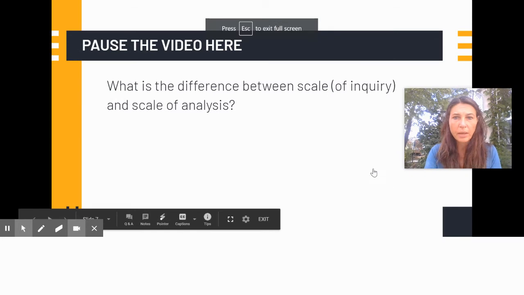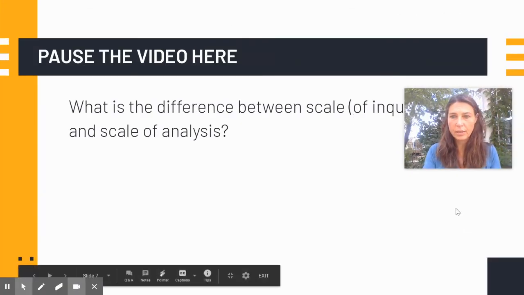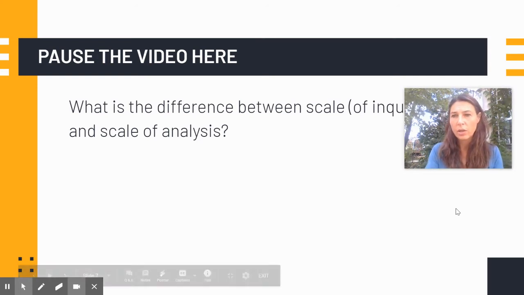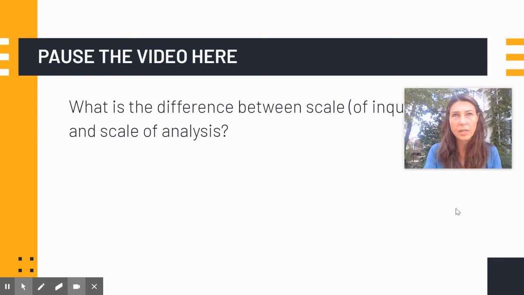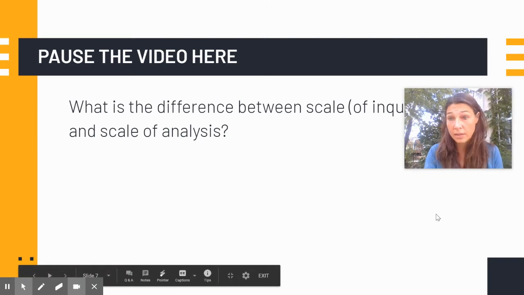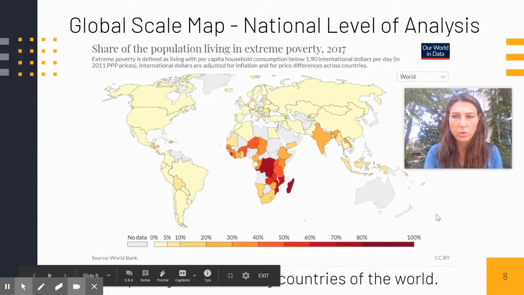Actually, I want to make that big. Okay. So let's see this in practice. And then we're going to talk about that second learning target, where basically that second learning target was, how does your understanding of a phenomenon change if you change the scale of analysis on the map? So I'll show you what I'm talking about.